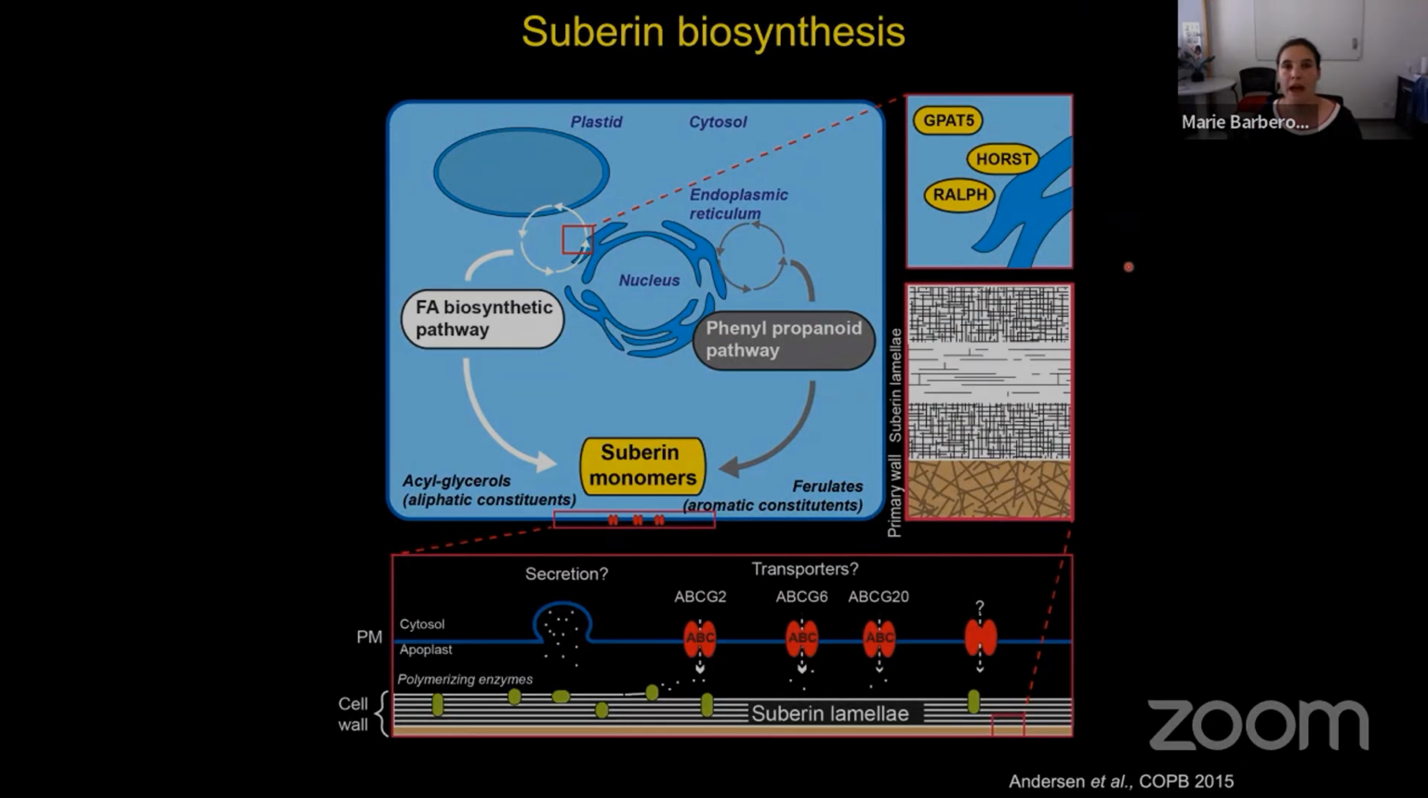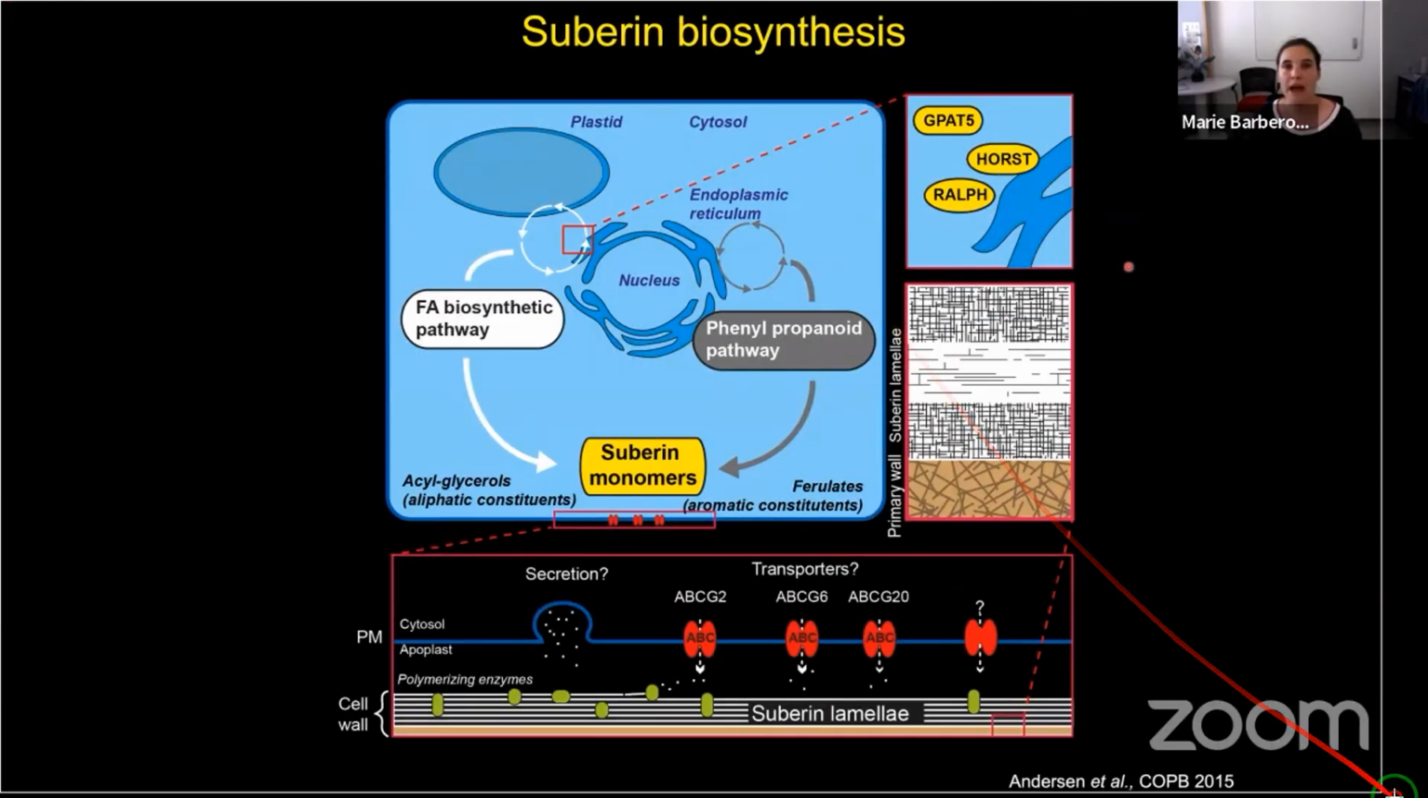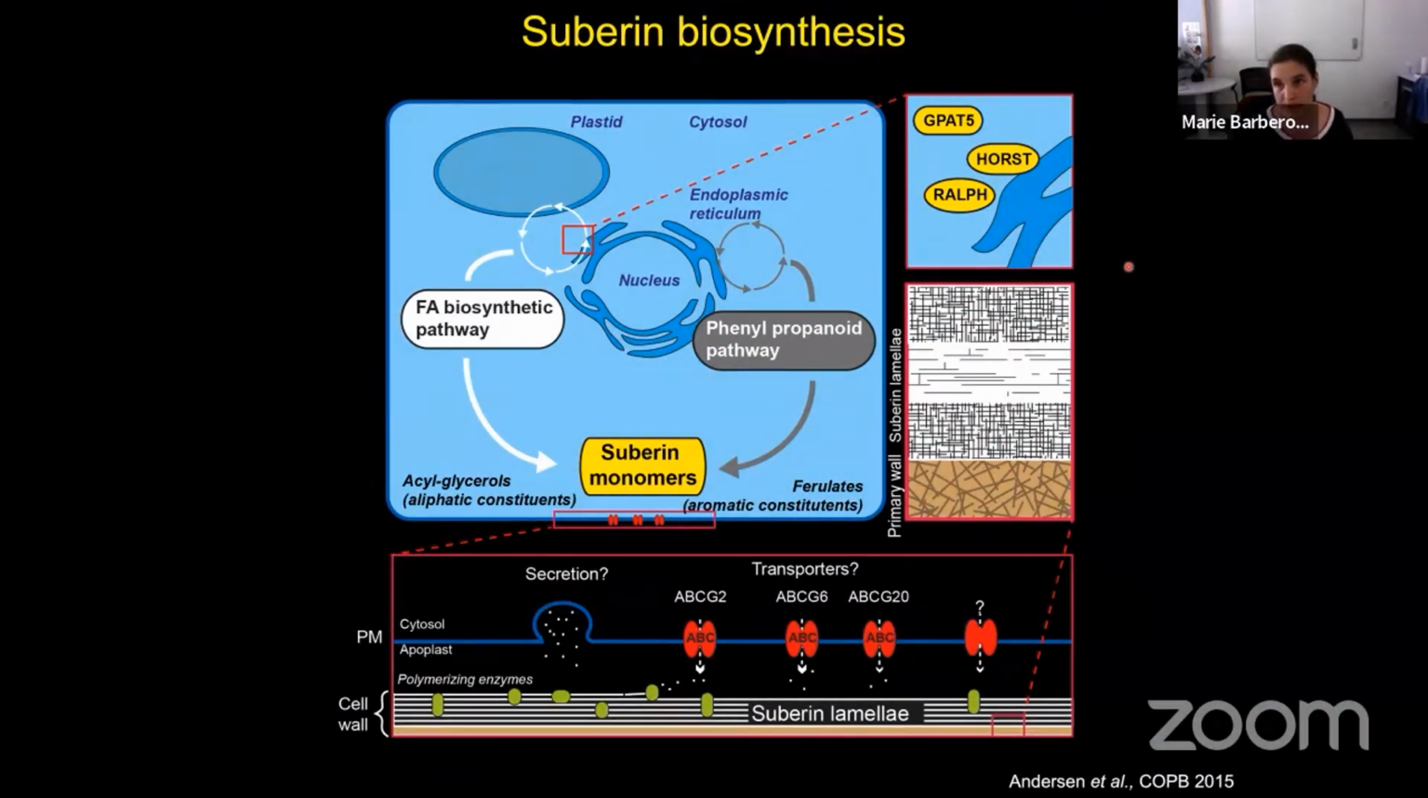So now if we go a step back in terms of suberin, not looking necessarily in the endodermis, but at what we know about suberin biosynthesis and deposition in the apoplast. We know a lot about the suberin biosynthesis itself. Many genes involved in the fatty acid biosynthetic pathway and the phenylpropanoid pathway were studied.